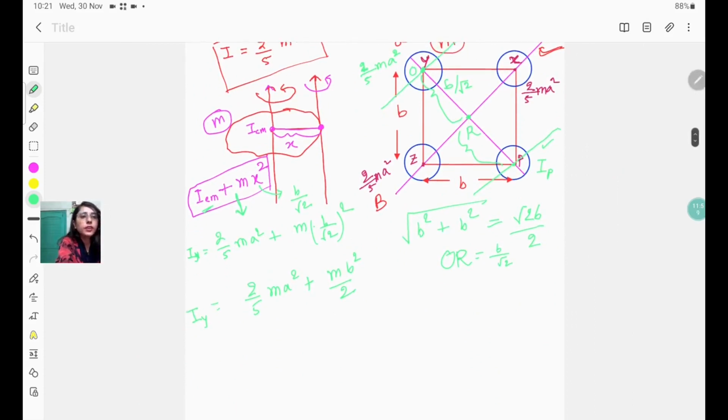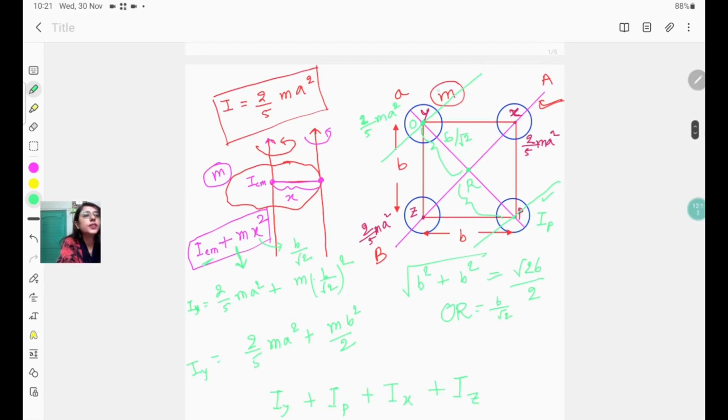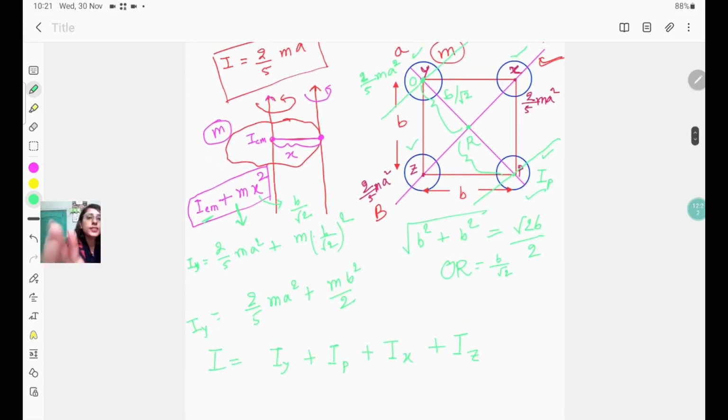That is, the moment of inertia of y is IY, plus the moment of inertia of P is IP, plus the moment of inertia of x is IX, plus the moment of inertia of z is IZ. That is, these 4 spheres y, P, x and z, right? And this is the final I, that is the final moment of inertia of this whole system.